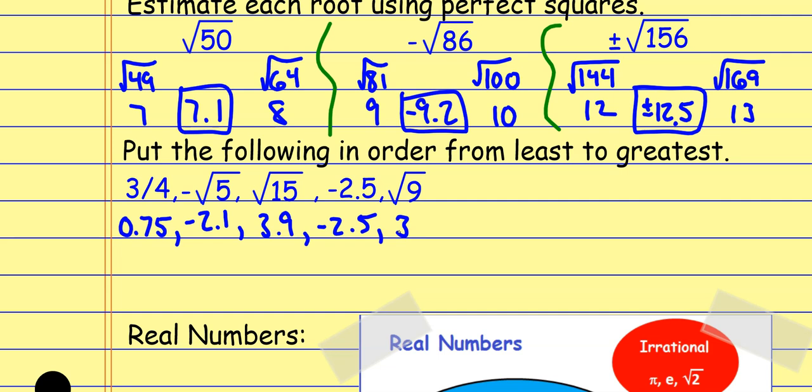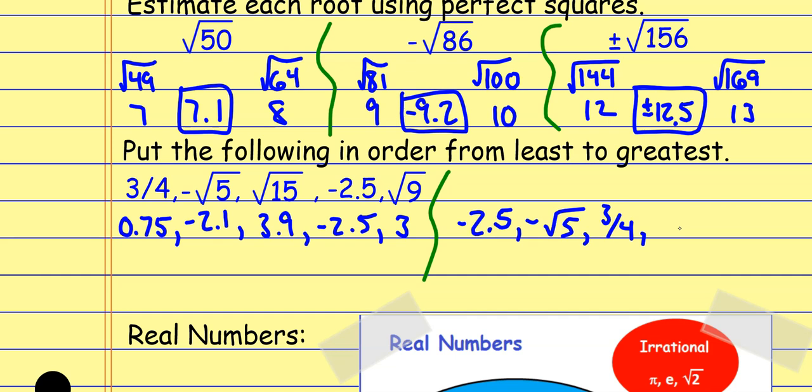And remember, the farther you go into the negative, the smaller the number is. So the biggest negative is the negative 2.5. So that is the smallest number. So if I write these in order over here, the negative 2.5 is the smallest, followed by the negative 2.1, which was actually the negative square root of 5, and we rewrite them in their original formats when we put them in order. Next, we would have the 0.75, which was the 3/4.